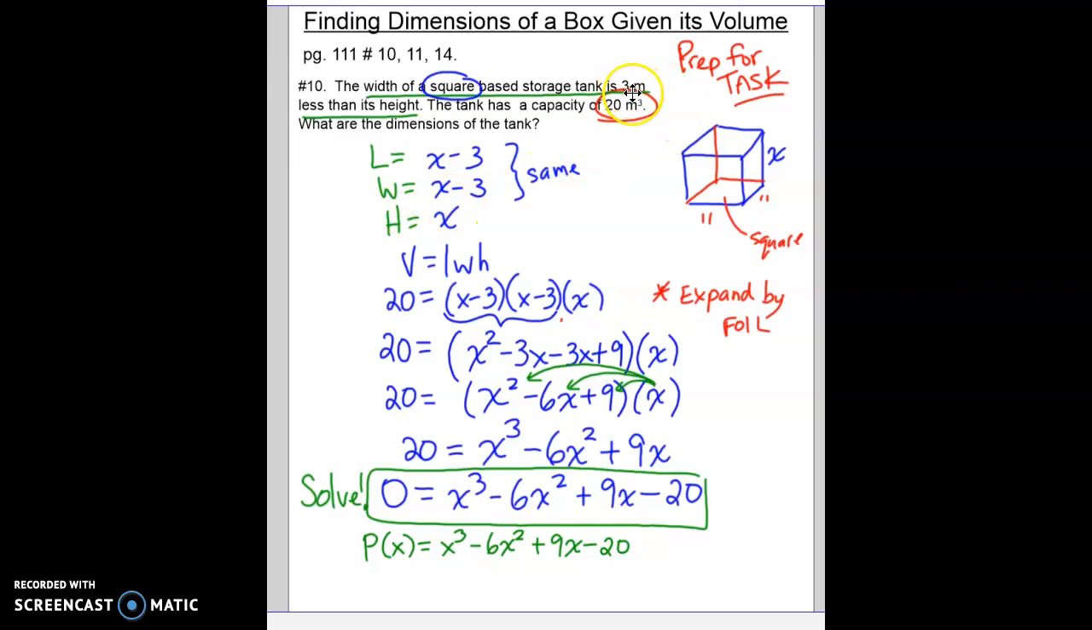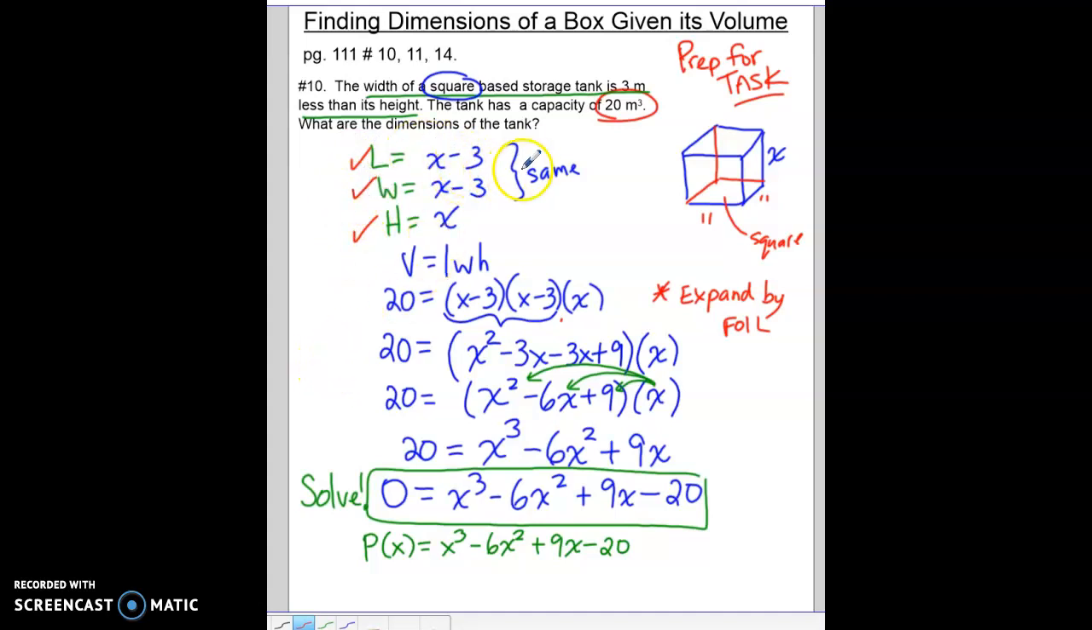This is a very good example of a thinking problem, of a task that requires thinking and polynomial equations. So setting up your equation is the toughest part of this problem. And you will see that I used, if it's a square base and you have 3 meters less than its height, we're going to let the height be x. The length is 3 less than x, and the width, because it's a square, is 3 less than x.